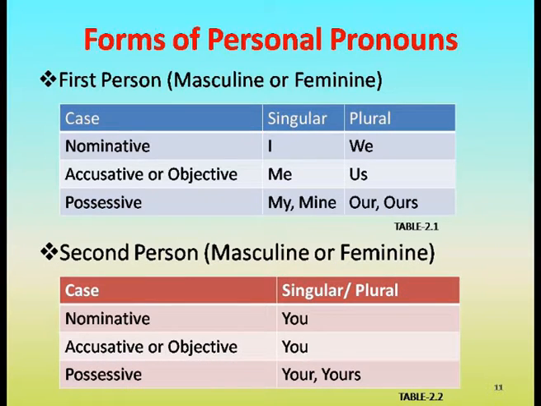Forms of personal pronouns. First person, masculine or feminine. Case, singular or plural. Nominative: I, singular; we, plural. Accusative or objective: me, us. Possessive case: in singular form, you will have my and mine. In the plural, it will be our and ours.